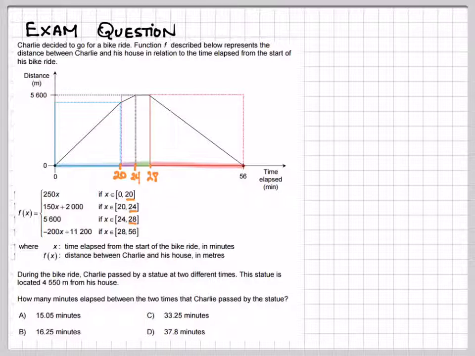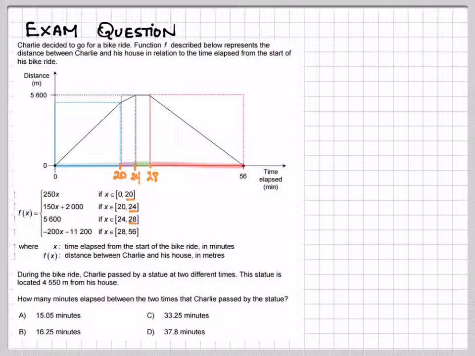These are the four functions that make up this piecewise function. In orange, I've also marked extra information which shows where the functions start and stop. The blue function is between 0 and 20, so it stops at 20. The purple is between 20 and 24, so it stops at 24. The green is between 24 and 28, so I stop at 28. And the red is between 28 and 56.